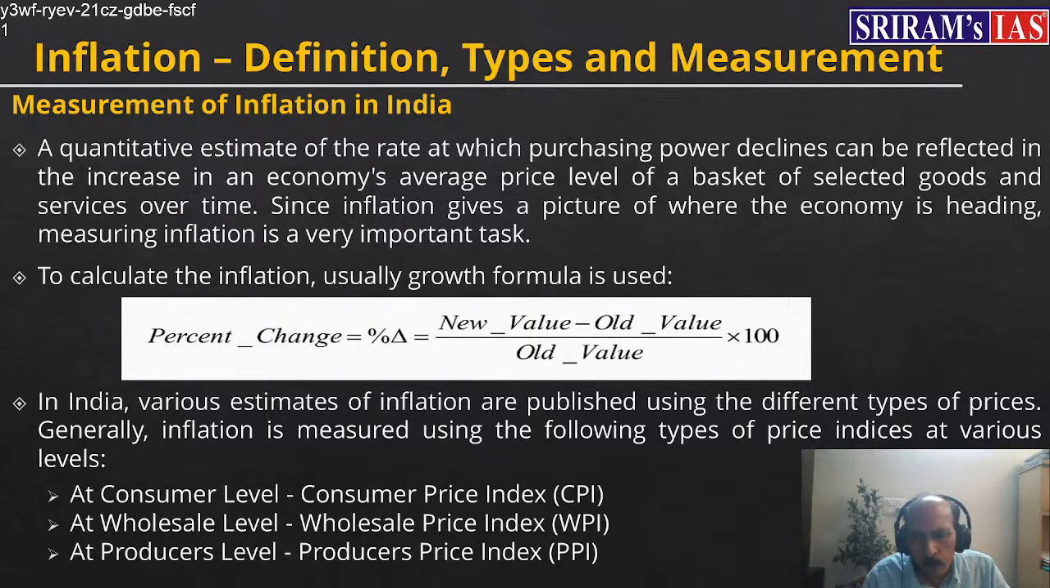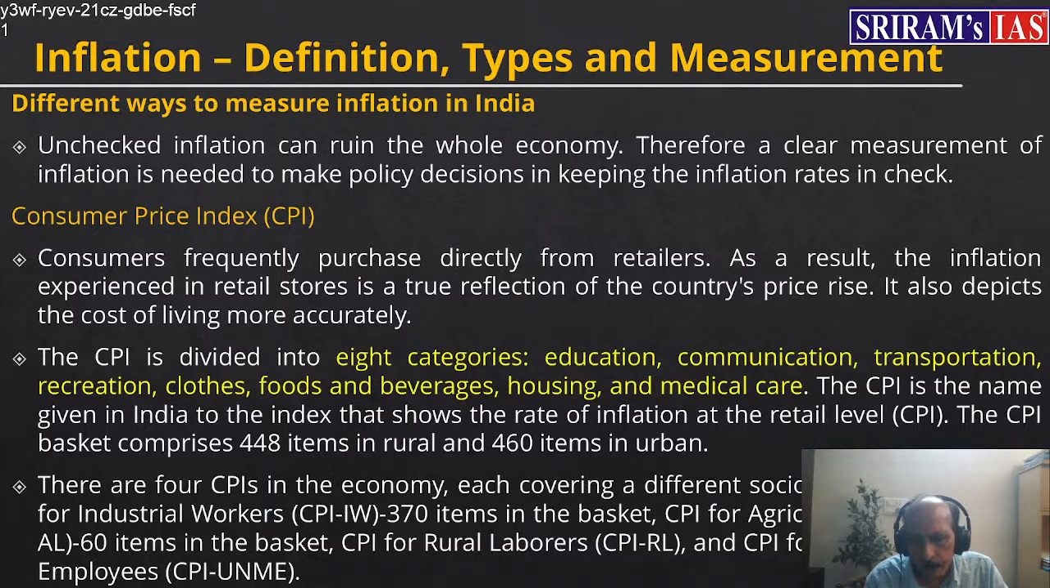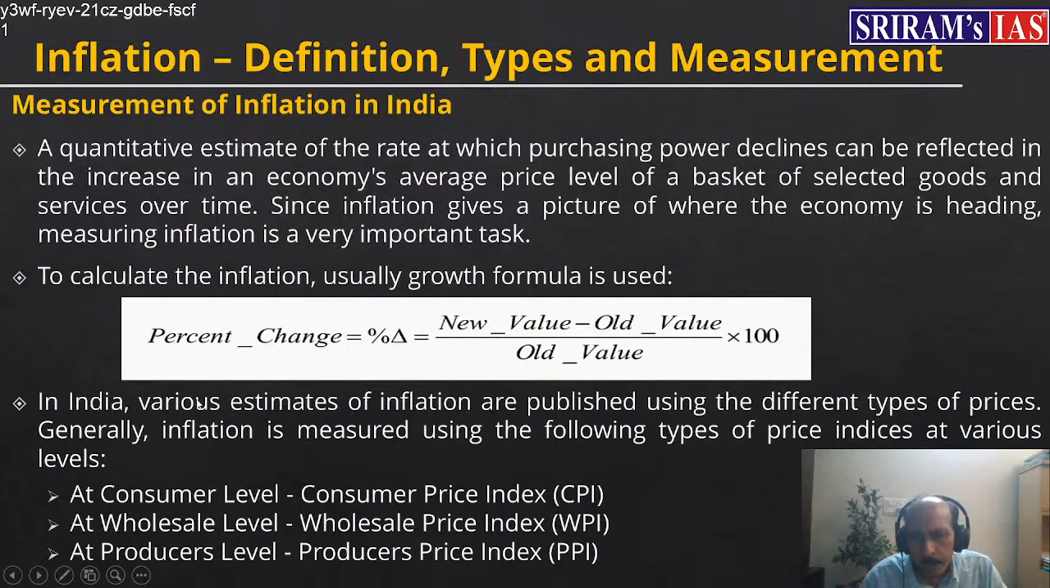And wholesale price is obviously the price in the wholesale market, and therefore these three types of indices are being computed. In the case of India, the most popular are CPI and WPI. The producer price index, of course, is recommended for computation, but so far we have not started publishing it. And therefore, we are only confining ourselves to the consumer price index and the wholesale price index.